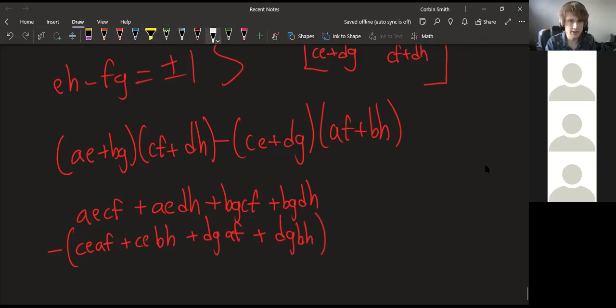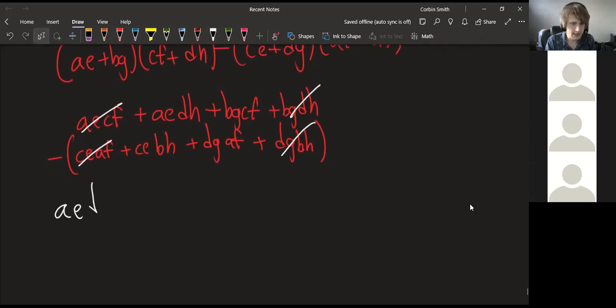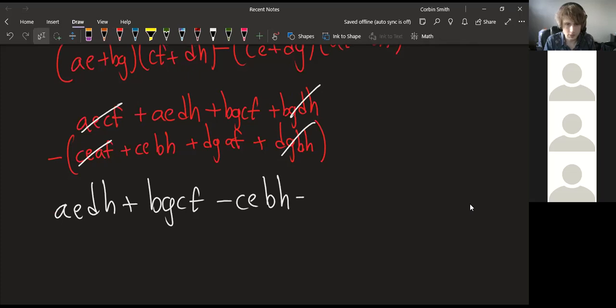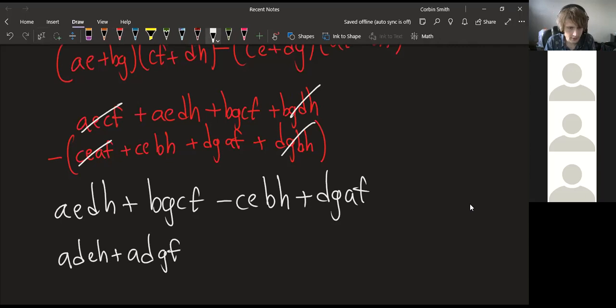Okay, and we are going to want some cancellation to occur. Specifically, this CEAF cancels with this AECF. And there should be two more terms canceling, the last terms. Great. So then we get AEDH plus BGCF minus CEBH plus DGAF. Now I'm going to put everything with an AD in it next to each other. So we have ADEH plus ADGF. And then, sorry, there should be a minus sign right here.